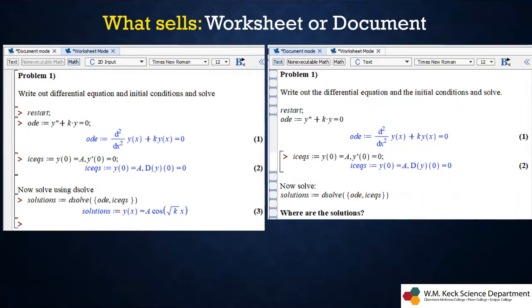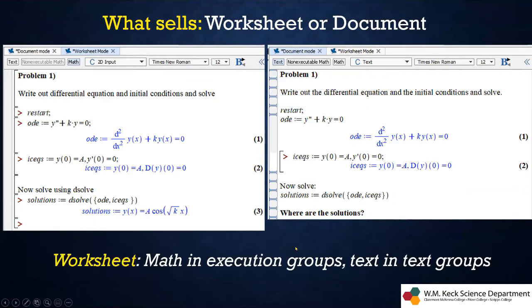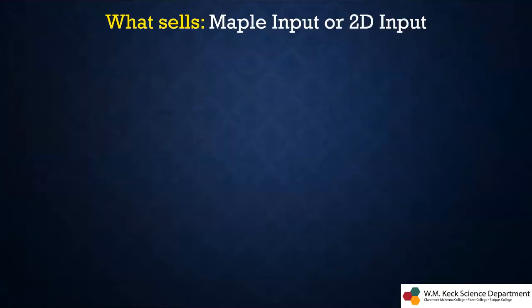Unfortunately, students have a tendency to forget to put something in, so they have to add a new execution group. This adds a couple of problems here. Not a big deal, but the biggest problem is now that we have text, non-executable math, and math, sometimes they will put a lot of code in non-executable math. This will lead to more frustration. Generally, document mode causes frustration. Worksheet mode sells. Keep the math in the execution group, the text in the text group.